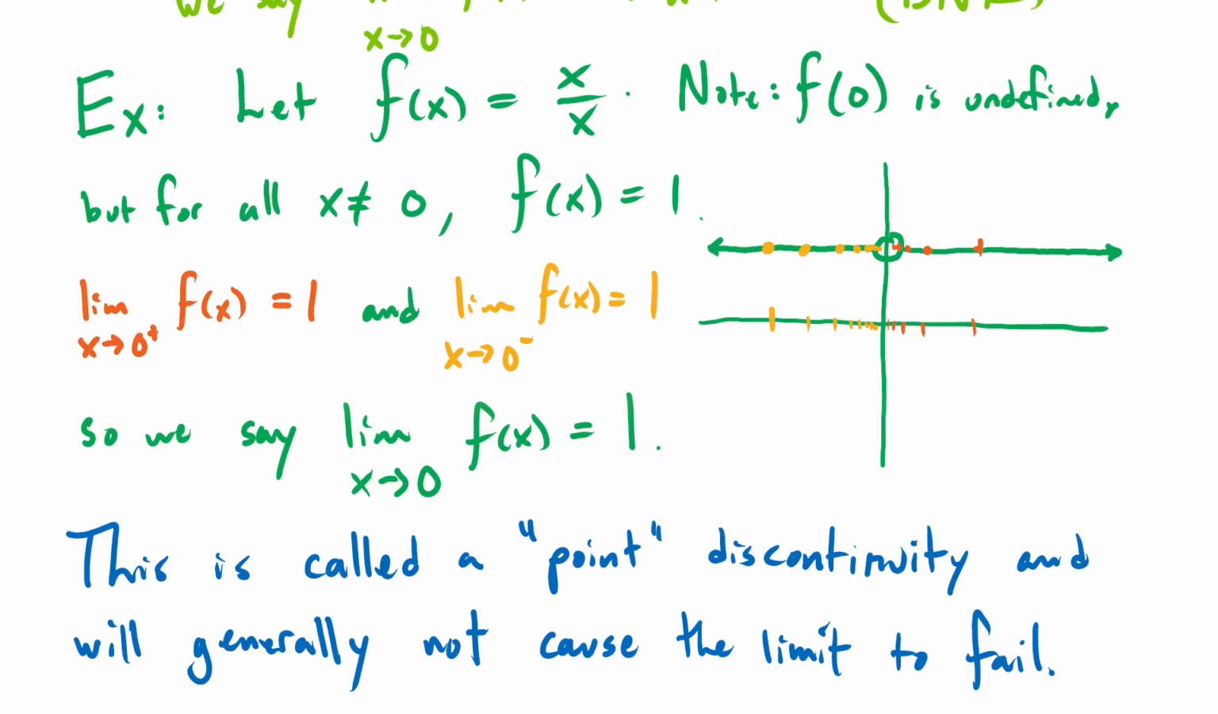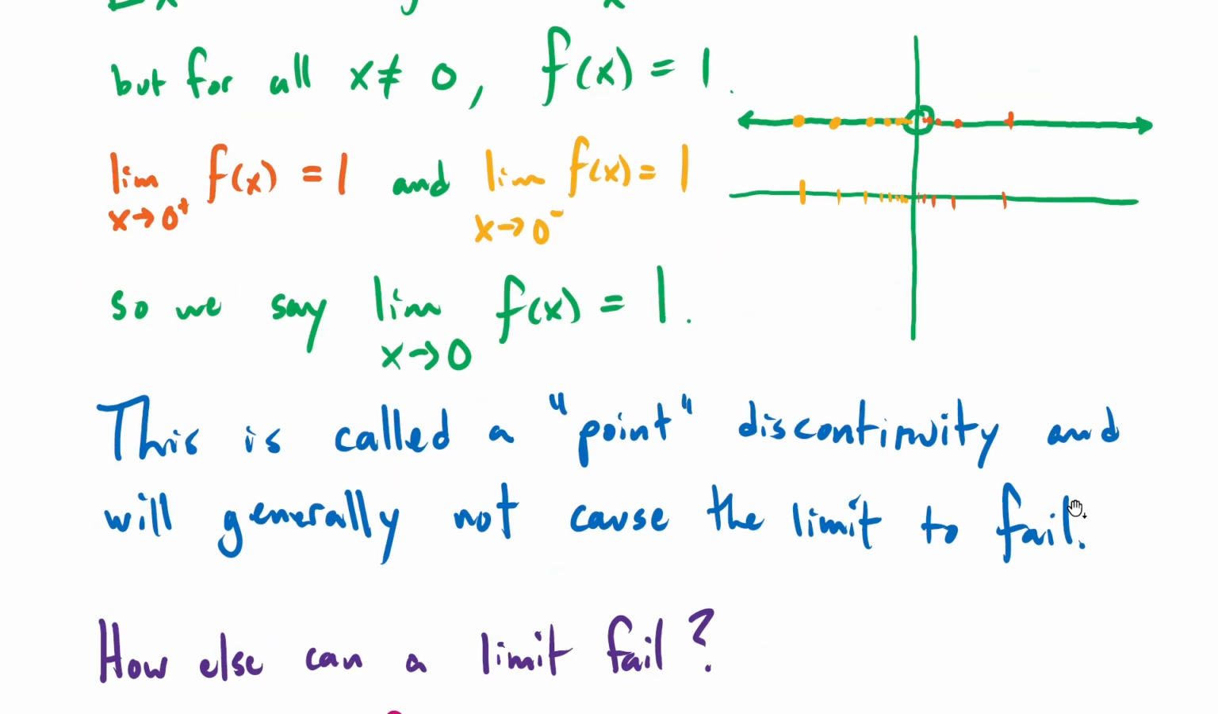But for now, you should know that a point discontinuity doesn't really usually cause the limit to fail, not without something else going on. A point discontinuity, well, from the perspective of the limit, it still looks like we're headed towards the same value for f of x, so the limit still exists, even if the function value does not exist.